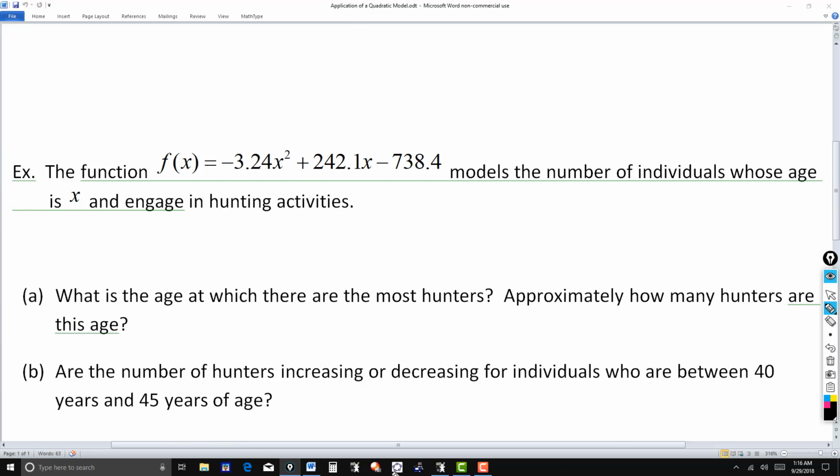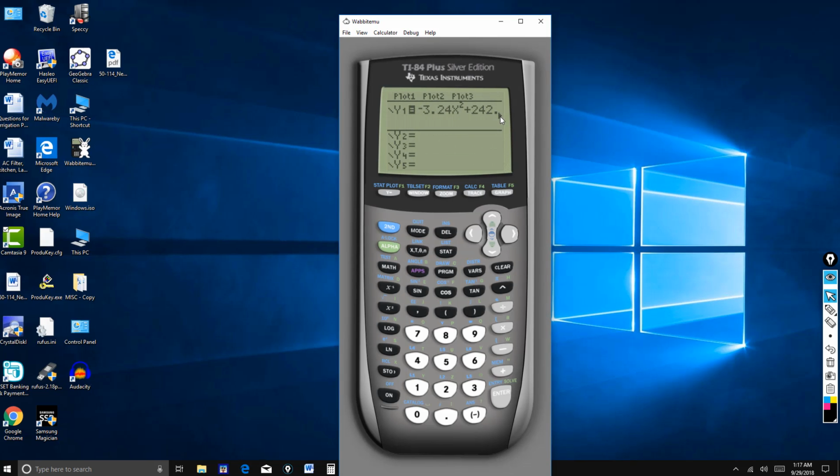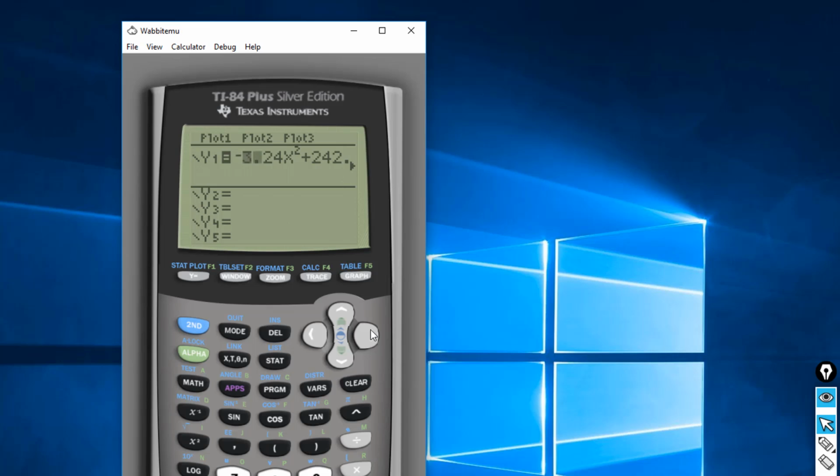So let's look at the calculator. Okay, so what we're going to do is graph it. Here I have the function graphed. You don't see the rest of it, but it's over here. There's the whole thing.